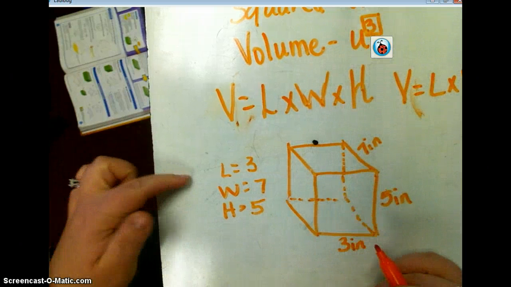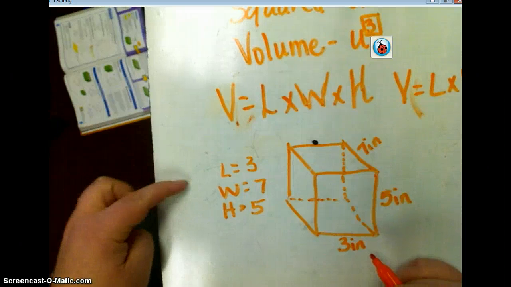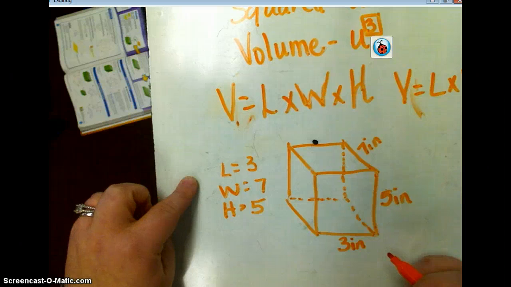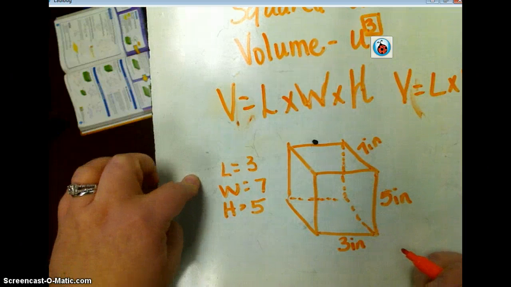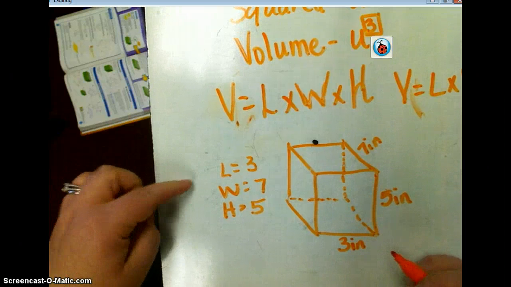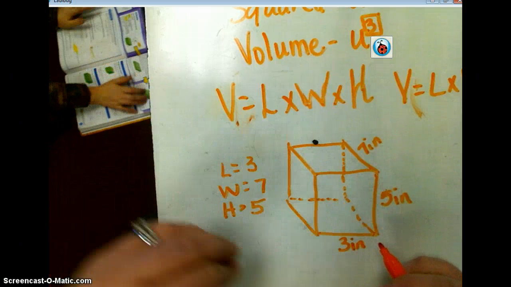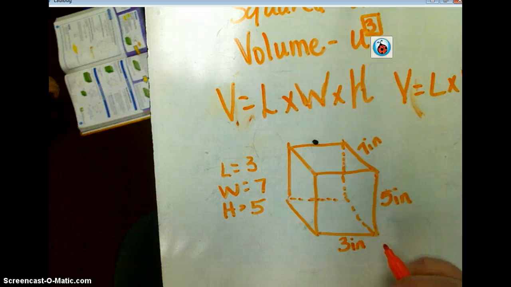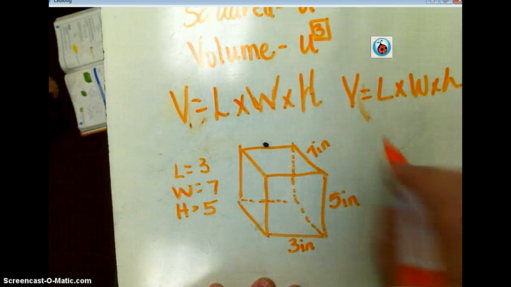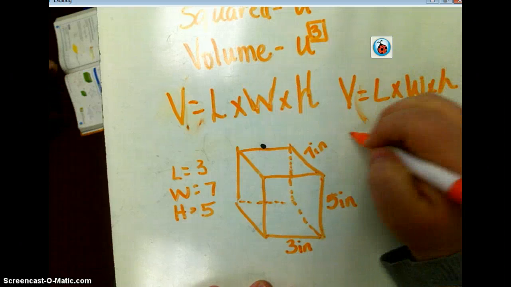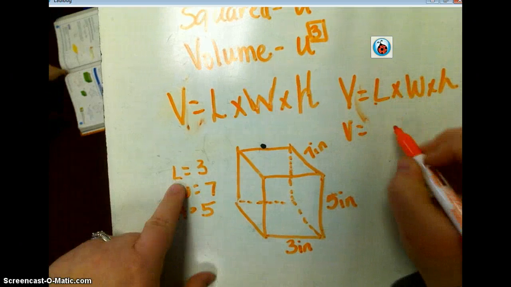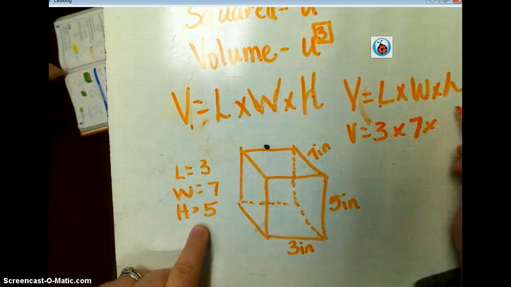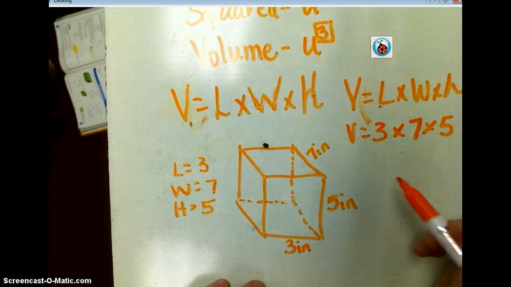Okay? I'm telling you to do this because when we find volume of your regular shapes, you have to be able to remember which number you used for the length, which one you used for the width, and which one you used for the height. Okay? So go ahead and get in the habit of writing that down where you're pulling those numbers off that shape and assigning them to a letter. Does that part make sense? Pretty easy, right? Okay. So all I'm going to do now is I'm going to fill this in. So my volume equals, my length is 3 times my width is 7 times my height is 5. Okay?